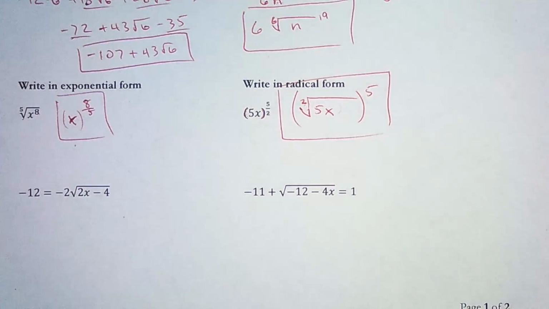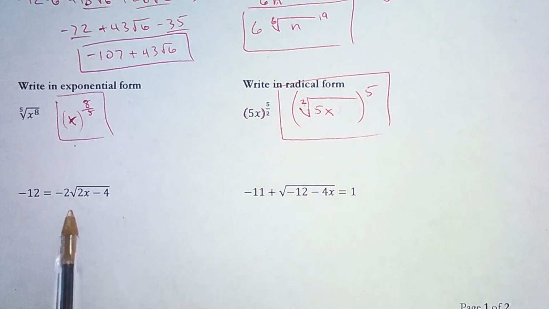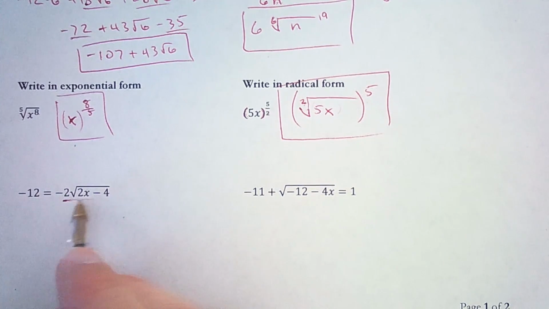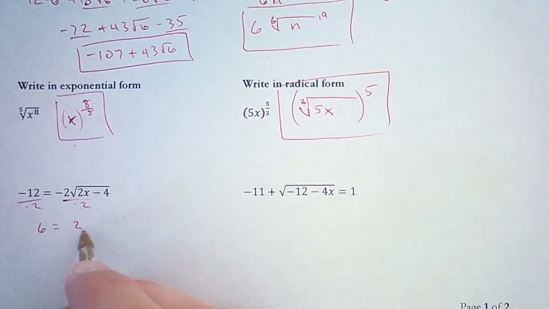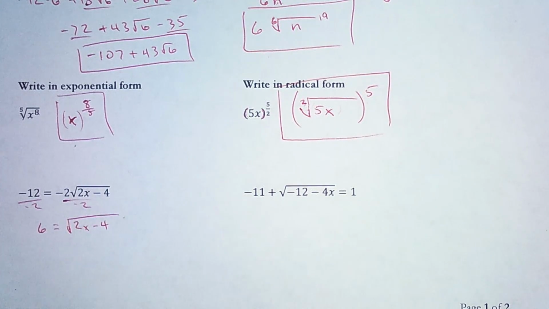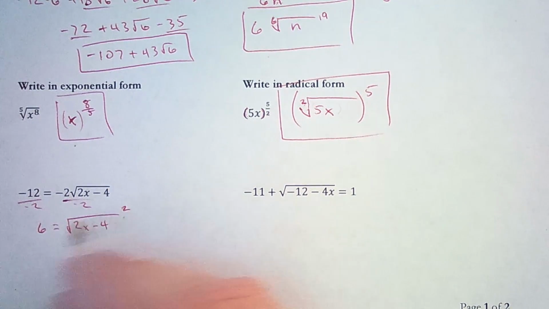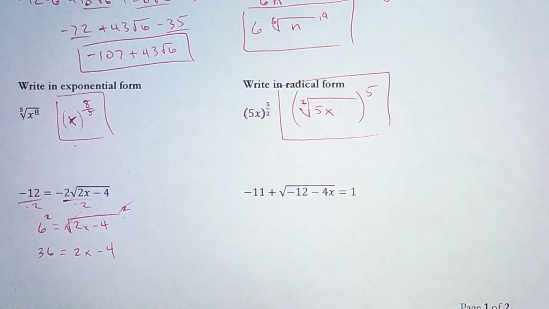Welcome back. In this video, we are going to solve some equations with radicals. The first thing I want to do is isolate this radical. So I'm going to divide both sides by -2, and that gives me positive 6 equals the square root of 2x minus 4. Now I'm going to square both sides to get rid of this radical, and I get 36 equals 2x minus 4. When I add this 4, I get 40 equals 2x, and when I divide by 2, I get x is 20.